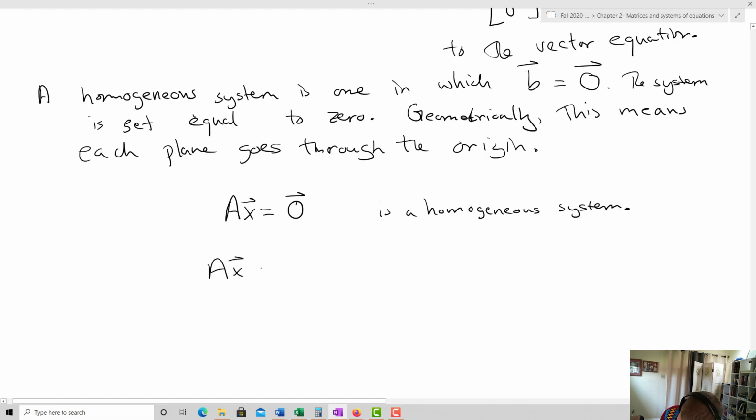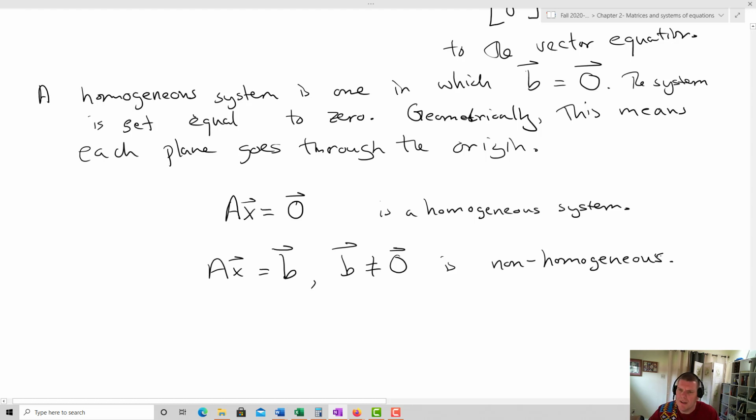Ax equals b, where b does not equal the 0 vector, is non-homogeneous. And those end up being our big definitions from the standpoint of how we characterize different systems. Ax equals 0 is homogeneous. Ax equals b is non-homogeneous. Great.